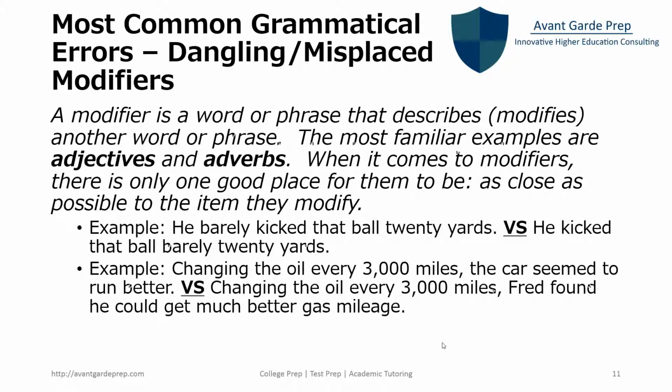So in this first example, we're looking at a misplaced modifier. He barely kicked that ball 20 yards. Our modifier is right here, this word barely, but it's not in the right place to convey what they're wanting to convey to their reader or listener, sorry. If we barely kick something, that would be like to tap it or barely touch it, right? And there's no way that you can barely kick something 20 yards. That's just impossible. What they meant to say was he kicked that ball barely 20 yards. He kicked it, and when he did, it barely reached 20 yards.